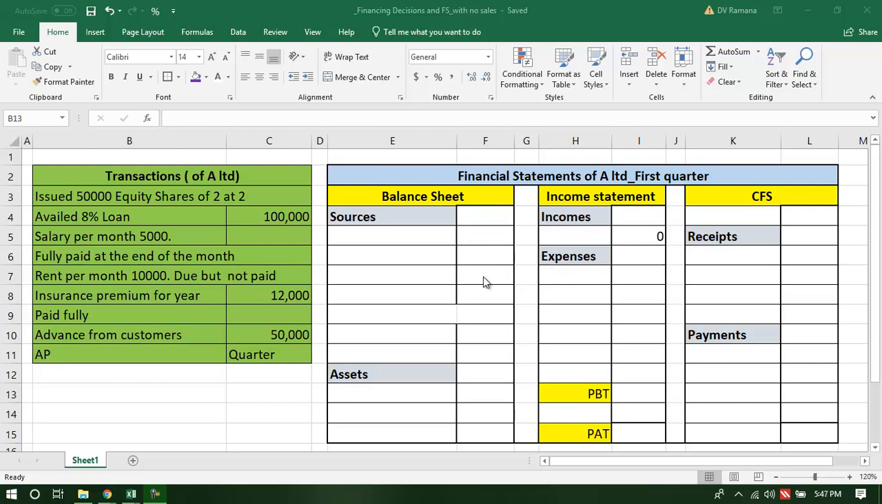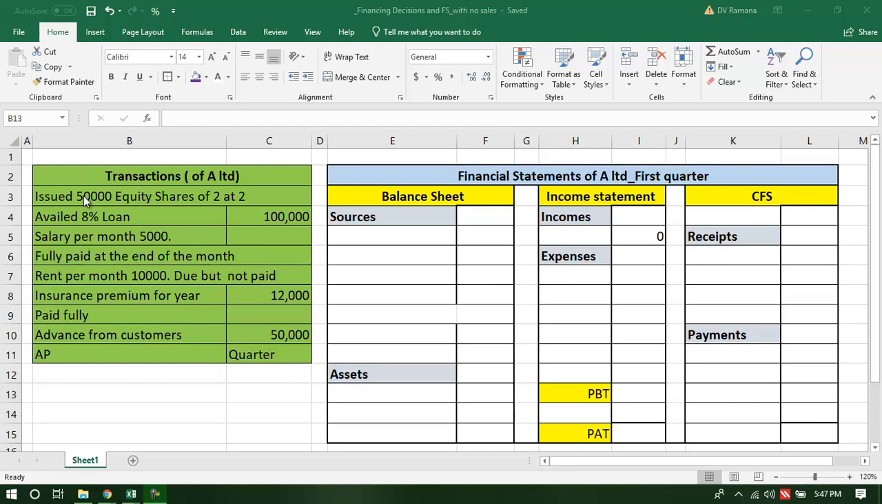Hello and welcome to our discussion on the process of preparing the financial statements when the business transactions are given. In this exercise, our focus is on some expenses which are paid, some expenses which are not paid, some advances from the customers, along with the normal usual transactions of money raised from the investors.